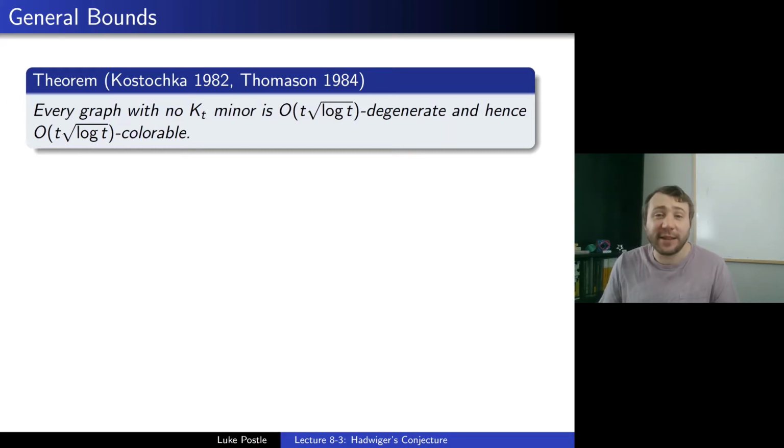And as alluded to in the last lecture, large average degree forces a large complete minor. So Kostochka and Thomason in the early 80s had shown that every graph with no K_t minor is O(t root log t) degenerate, and hence O(t root log t) colorable, by degeneracy. So we have this average degree bound, and that implies something about the colorability, and t root log t is not a terrible bound in that sense. So that was the state of the art, this t root log t bound.